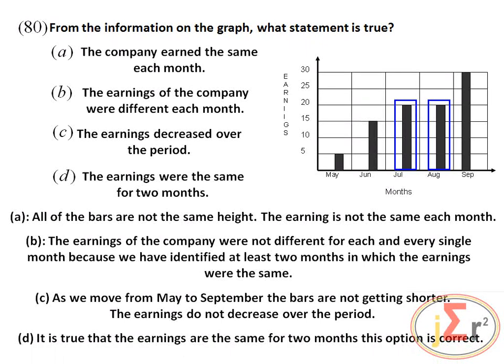It is true that the earnings are the same for 2 months. This option is correct. So we have B, the earnings were the same for 2 months. Can we identify those 2 months? Good. That's not difficult for you to do because we have them highlighted already.